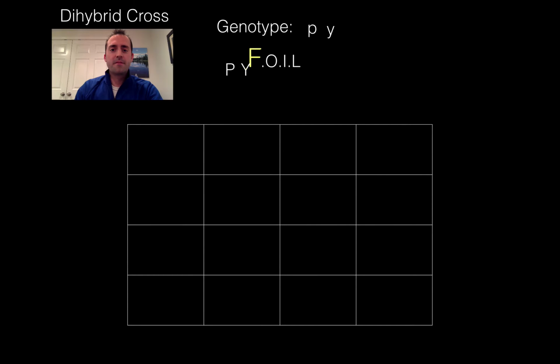Let's take a look at the F. The F stands for the first. So we take the first P and the first Y in our genotype. This happens to be both big letters, so we have big P, big Y as our first possible combination. Now let's move on to the O. This will stand for outer. We take the outer P and the outer Y, big P, little y. This is our second possible combination.